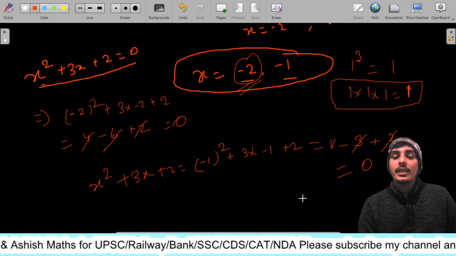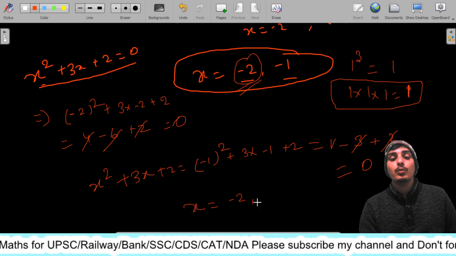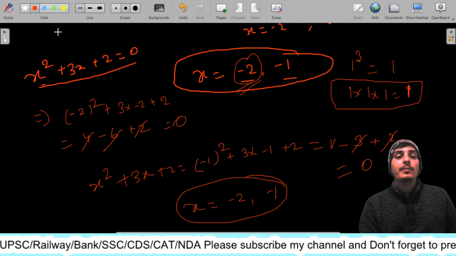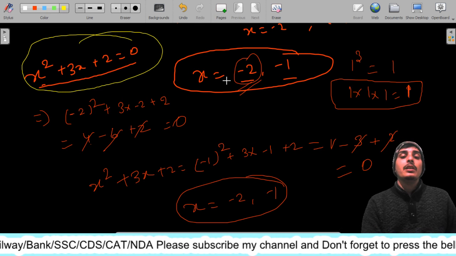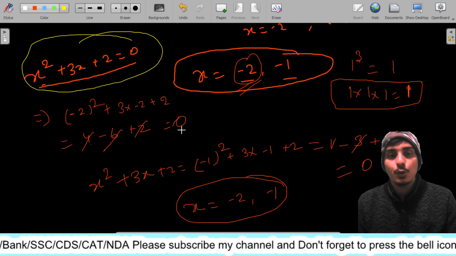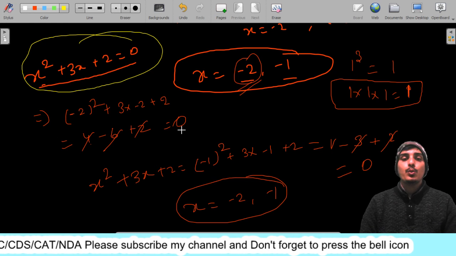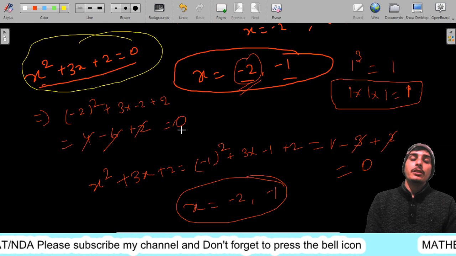So you can see that both answers are right, because after putting both values in this equation, you get the answer equal to 0. So you can see that these are the zeros and roots of the quadratic equation, guys. So this is the complete information about the topic of the quadratic equation, guys.